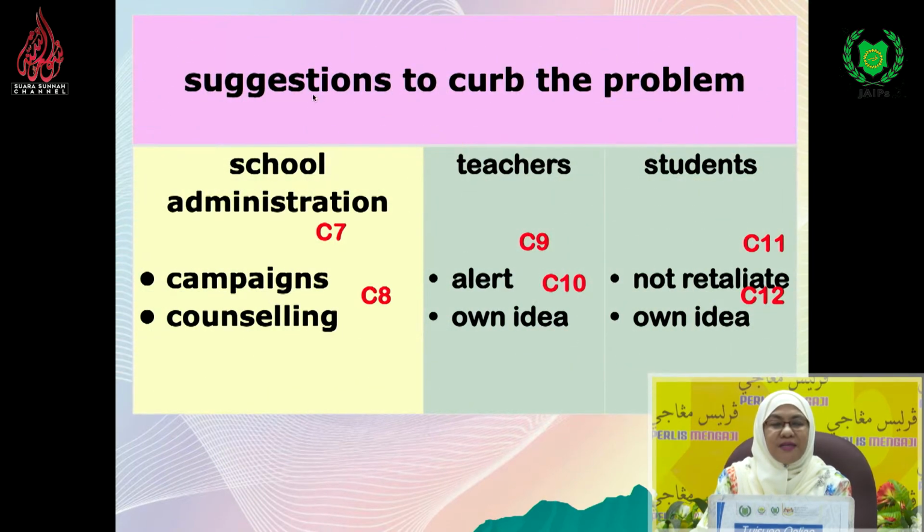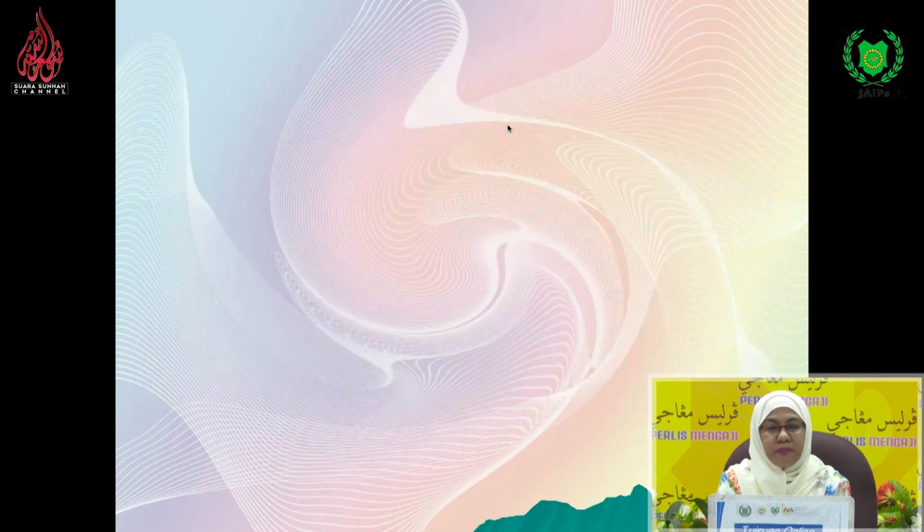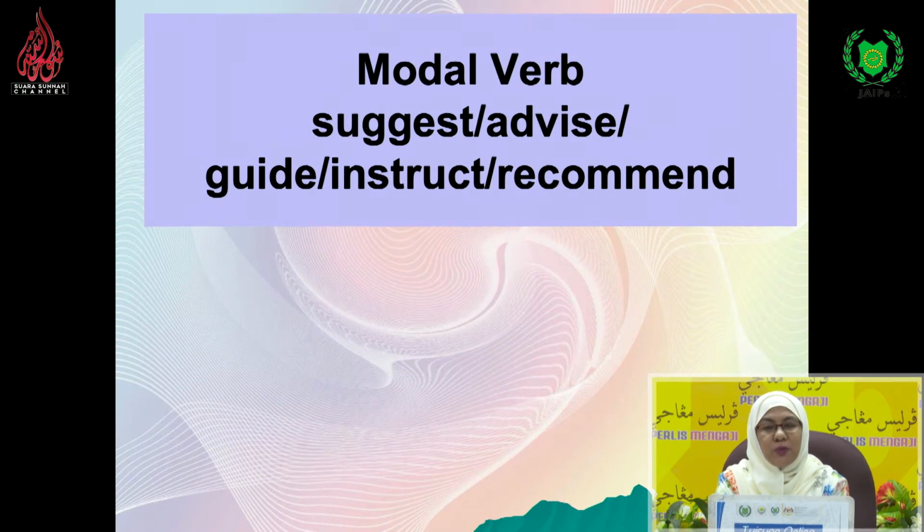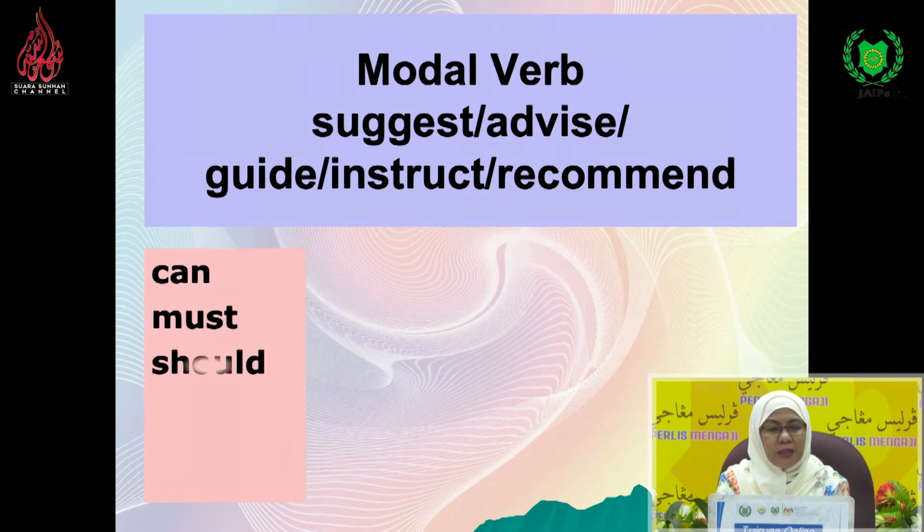Now, when you see the word suggestions, how are you going to write a sentence that shows a suggestion? Usually we use the modal verb. Modal verbs are used in sentences where you need to suggest, advise, guide, instruct, or recommend. There are other moments where you need to use the modal verb also. I'm just giving you some. Now, what are the modal verbs? For example, can, must, should, have to, need to. These are the simple modal verbs that are easy for you to remember.